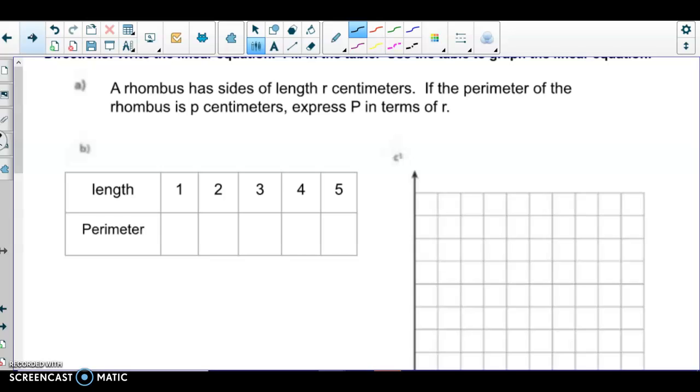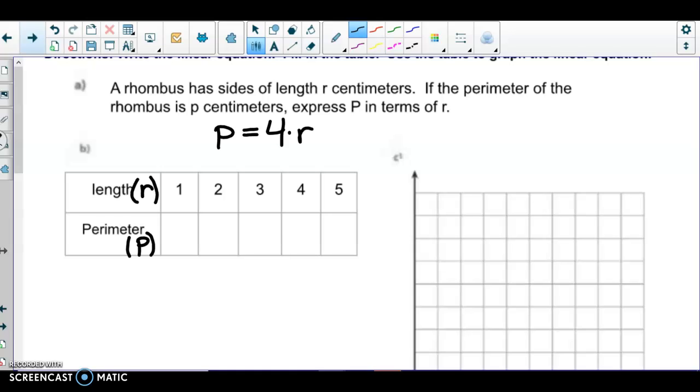A rhombus has sides the length of r centimeters. If the perimeter of the rhombus is p, express p in terms of r. So our algebraic expression there was perimeter equals 4 times s. Oh, sorry, 4 times r. Our sides were r, 4 times r. And it doesn't have it here, but our length was r and our perimeter was p. So I want to put those there so that I know.